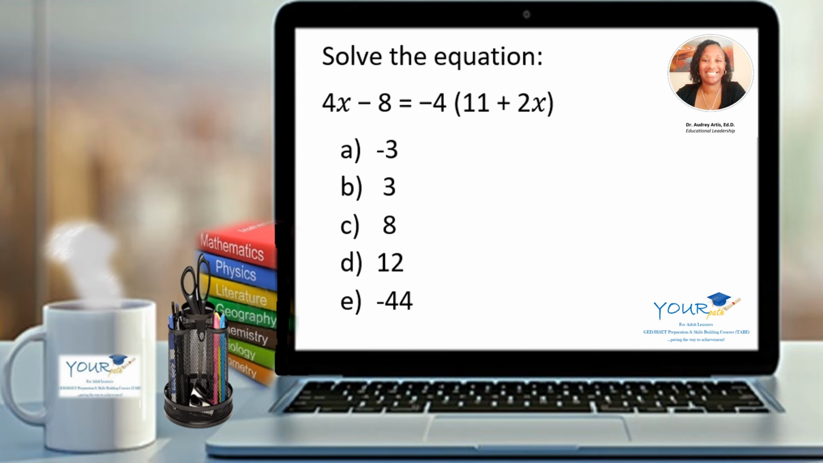So now here's what a test item may look like. Solve the equation. 4x minus 8 equals negative 4 times (11 plus 2x). And here are your 5 options. You have A, negative 3, B, 3, C, 8, D, 12, and E, negative 44. So now let's get on to the discussion.